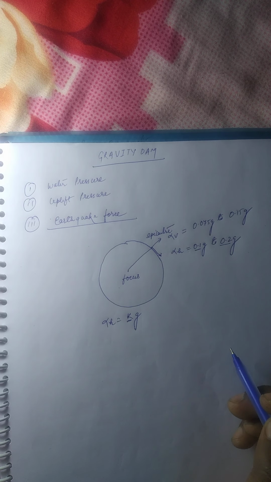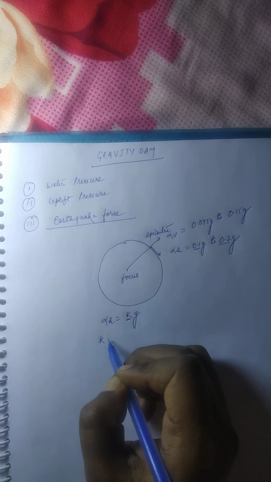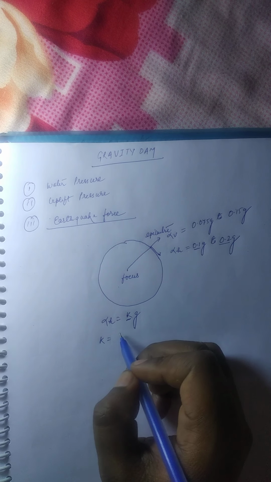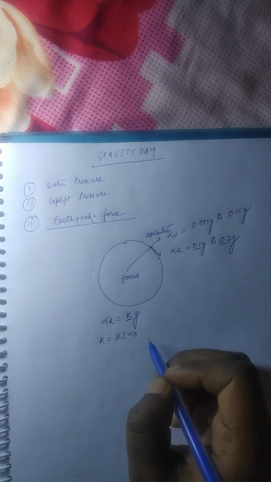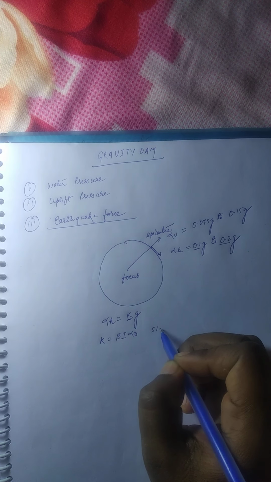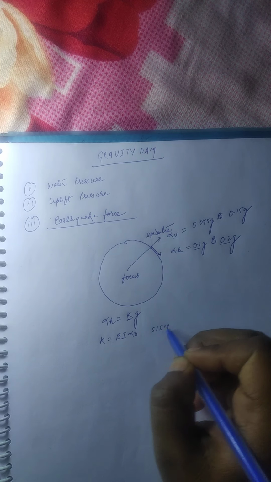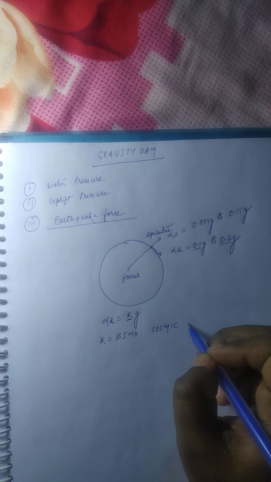So the question is, how does the value of k come? The value of k comes from this formula: k is equal to beta into I into alpha naught. k is called the seismic coefficient.